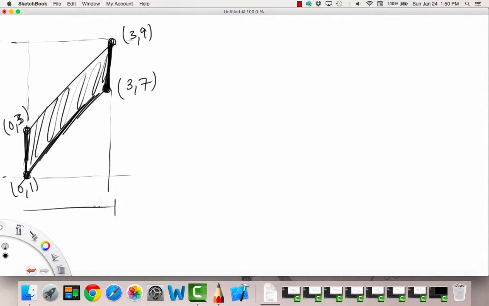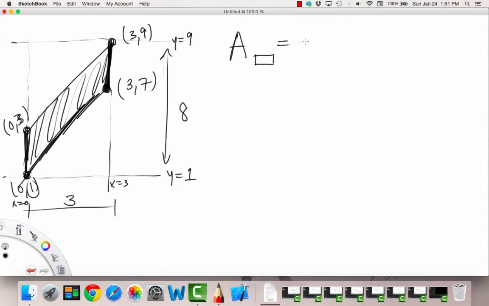So what is the width of our rectangle? We just have to subtract the x value. The x value over here is 3, the x value over here is 0, so the width is going to be 3, okay? How about the height of our rectangle? The height up here is y equals 9, and the one down here is y equals 1. It's not 0, but a 1. So 9 minus 1 is going to be 8, so the height here is 8. So the area of our rectangle is going to be 3 times 8, which equals 24.